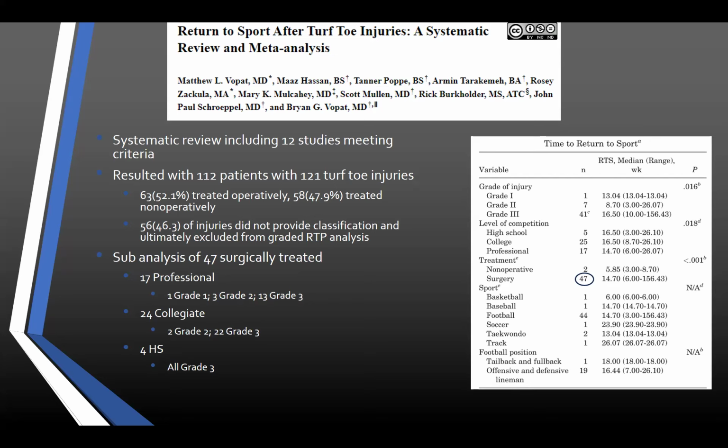Overall, they did find that return to play is tied to the severity of injury, as it took almost 16 and a half weeks, approximately 4 months, for any grade 3 injury athlete to return. So it gives us a guideline when we're treating patients with high-grade injuries, of how much time they can expect to miss.